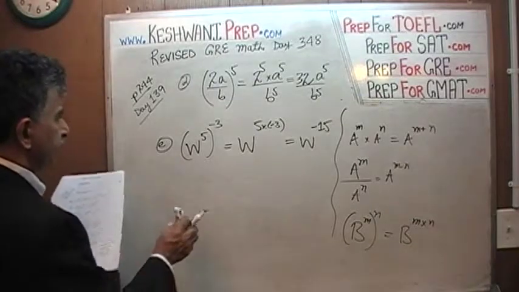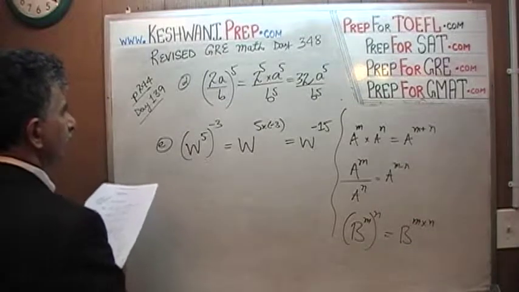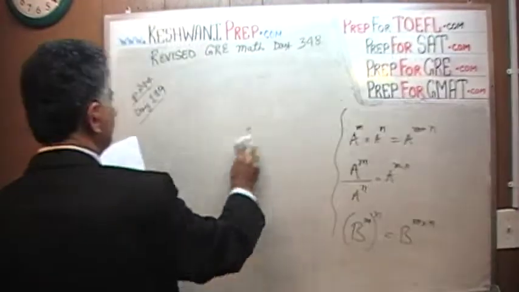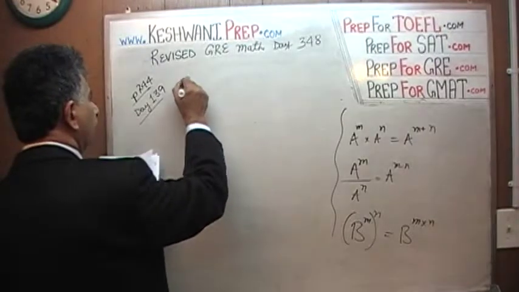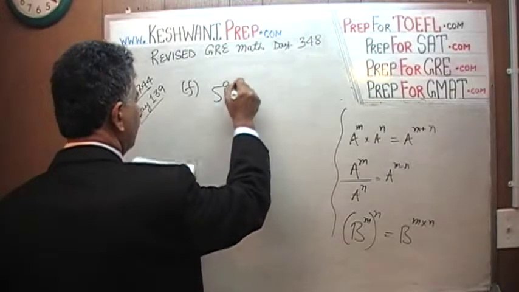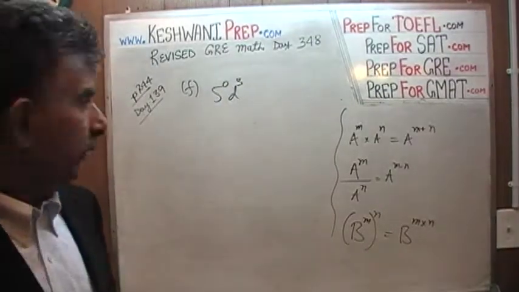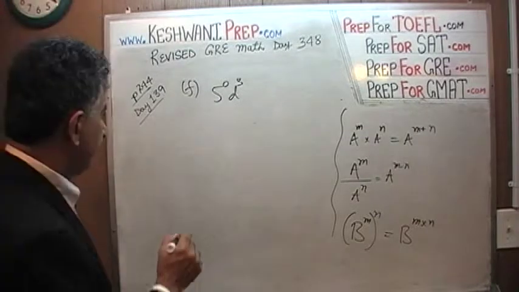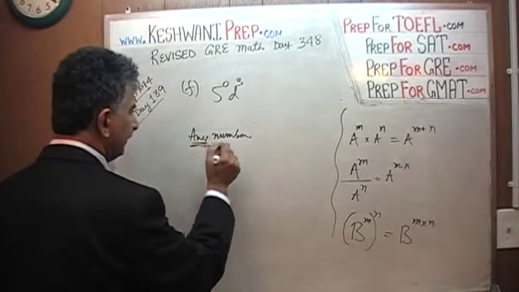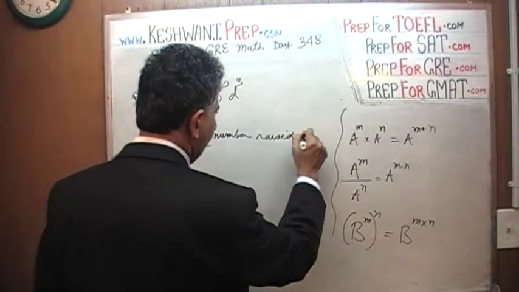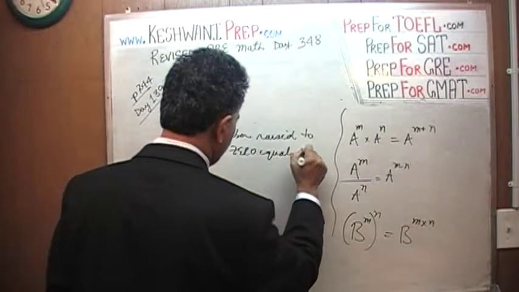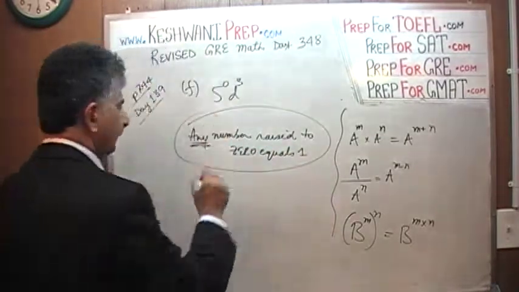There's 2f up here. Let's go up here. f says 5 raised to 0 times d raised to 3. And what do we know about a number raised to 0? Any number. It doesn't matter what that number is. Any number raised to 0 equals 1. This is something we have to know.